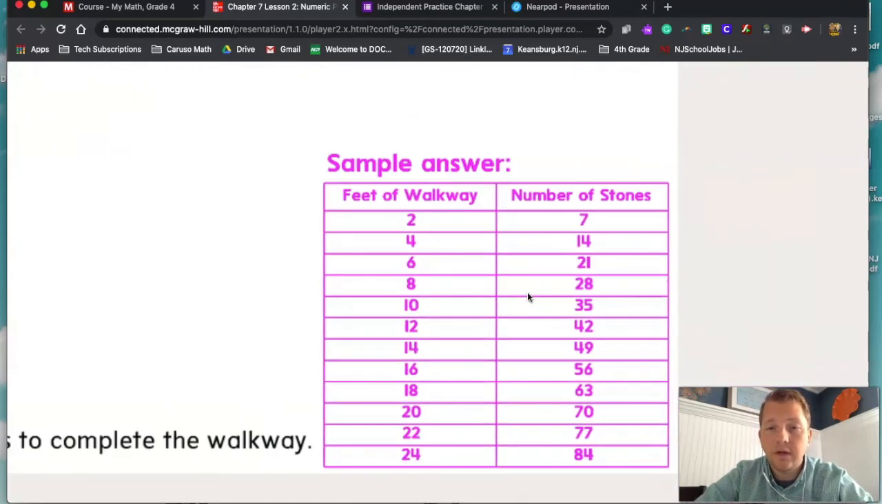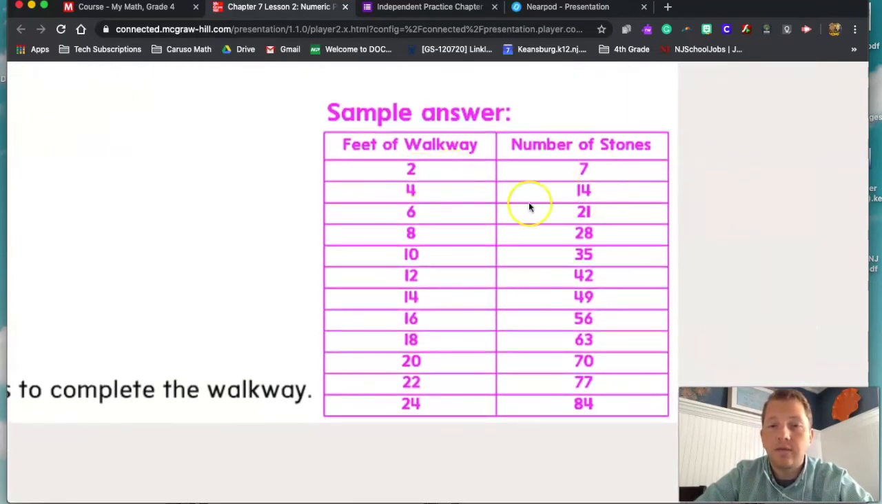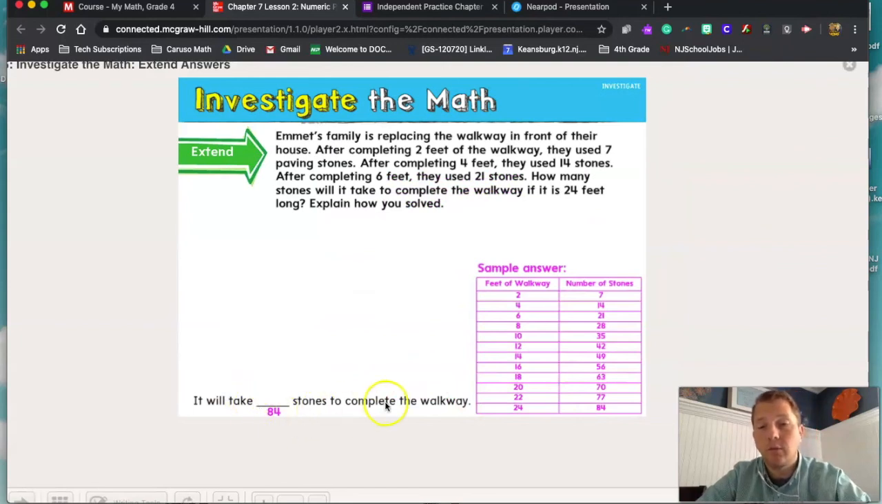If we can see this over here. 2 feet, 7 stones. 4 feet, 14 stones. 6 feet, 21 stones. Another 7 on top of 21 is 28, 35, 42, 49. And once we got all the way down here, counting by 2s until we got to 24, we would figure out that we would need 84 stones to complete the walkway.